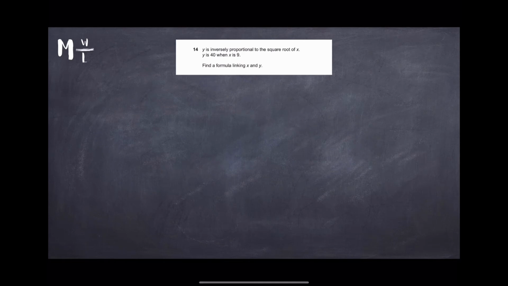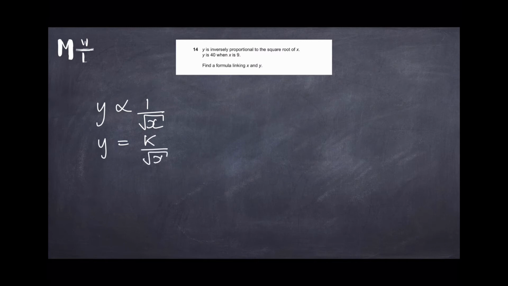So we'll look at inverse proportion now. So y is inversely proportional to the square root of x. y is 40 when x is 9. Find a formula linking x and y. So we're told that y is inversely proportional to the square root of x, so y is equal to some constant, all divided by the square root of x. Next, we'll sub in the value for y, which is 40, and x, which is 9, to get a value for k.